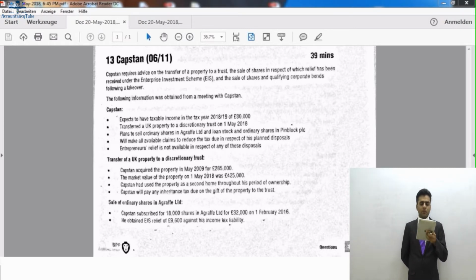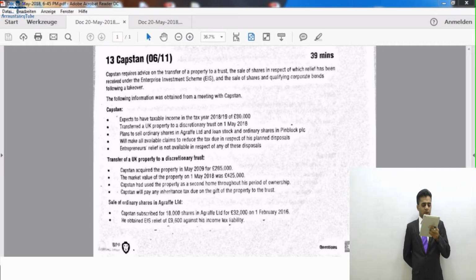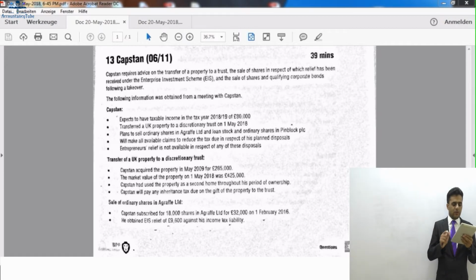All right. So that would be the consequences if he sells the shares on 1st of July 2018. And after that, he says Capstan will relieve the loss arising on shares in the most tax efficient manner. Right. So in part B1, it says tax implications of selling them on 1st of July 2018. So let's do these calculations. What would be the tax implications if we sell the shares on 1st of July 2018?